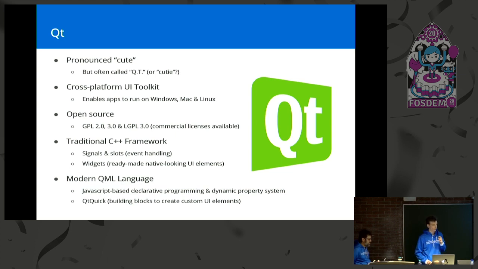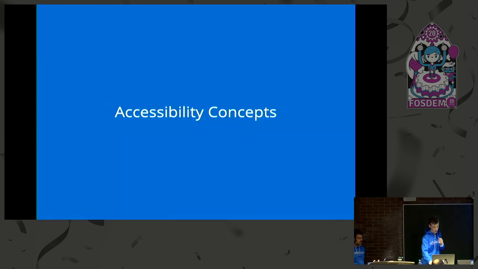There's the traditional C++ framework, which basically adds event handling to C++, and widgets, which are like UI elements that are all ready to go. They look like native UI elements that you can use in your application. It also has a QML language, which is sort of a JavaScript-based programming language. And rather than giving you pre-made widgets like in the C++ framework, the QML gives you the building blocks to create your own custom widgets and custom UI elements.